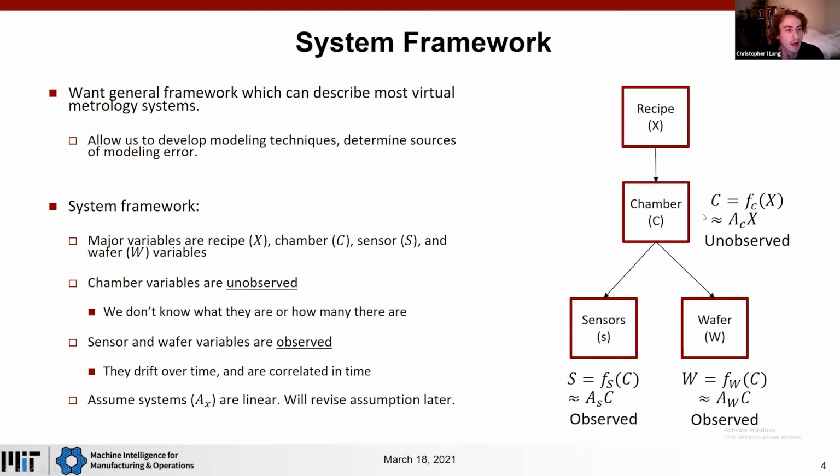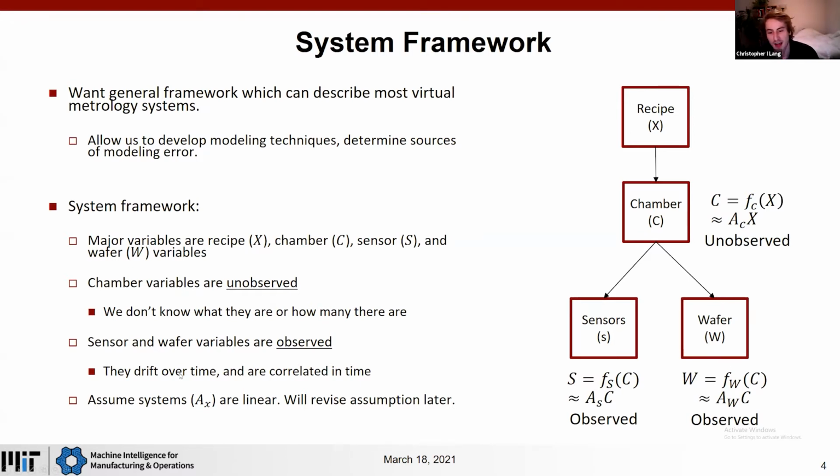So here, the recipe variables are related to the chamber variables through some unknown function, and also the chamber variables are related to the sensor and the wafer variables through their own unknown function. So if you set the recipe for something, that's going to change the state of the chamber, and then the state of the chamber is going to impact both the sensors that we're recording, and also the final product that we're trying to model.